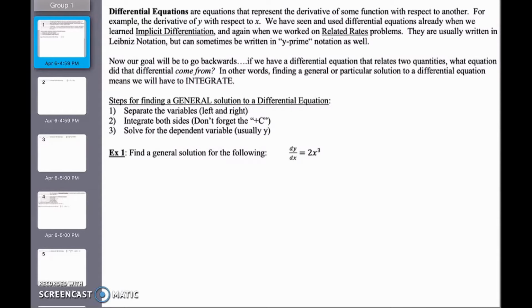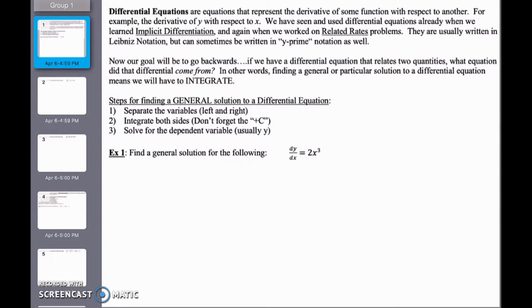So now our goal is going to be to go backwards. If we have a differential equation that relates two quantities, what equation did that differential come from? In other words, finding a general or particular solution to a differential equation means we will have to integrate.